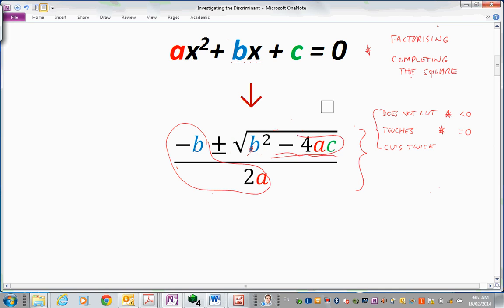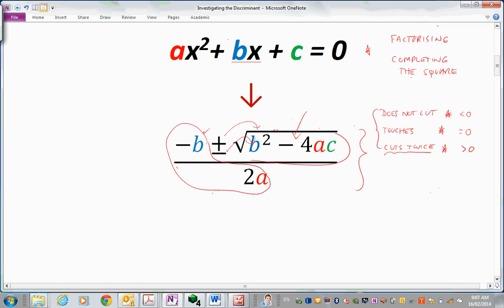Alright, are you getting the hang of this? This square root in here is causing us some interesting mathematical results. Cuts twice. Well, if b squared take 4ac was greater than naught, we'll put that over here, or positive, you'd have neg b plus that number and neg b take that number. You would have two distinct values, and they would be the two positions where it cuts the x-axis.